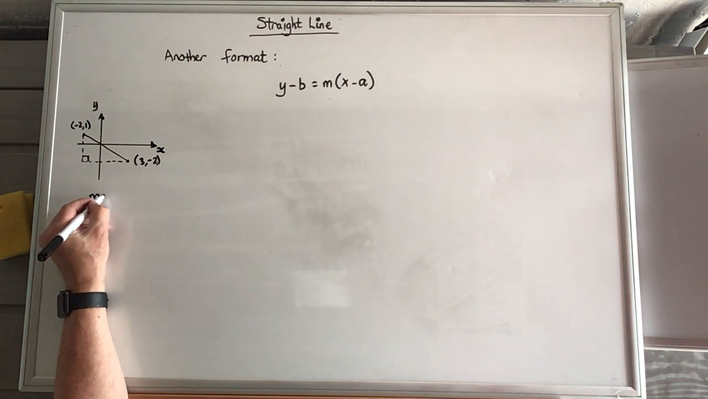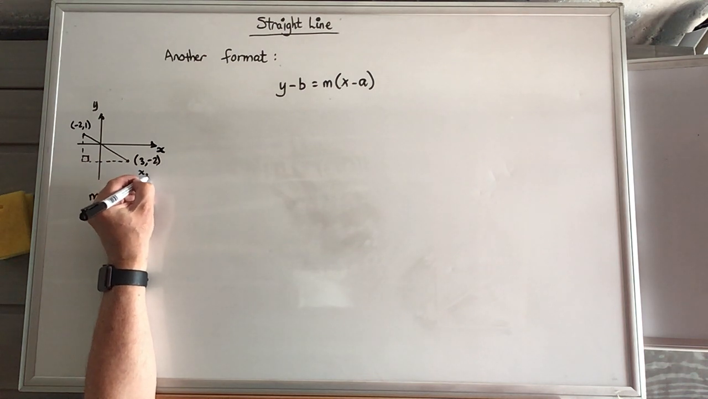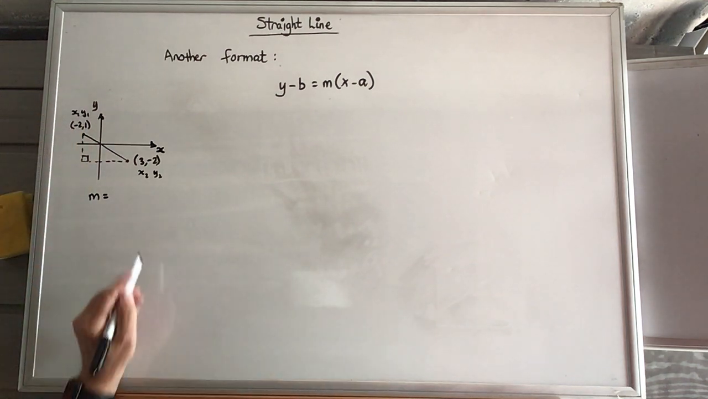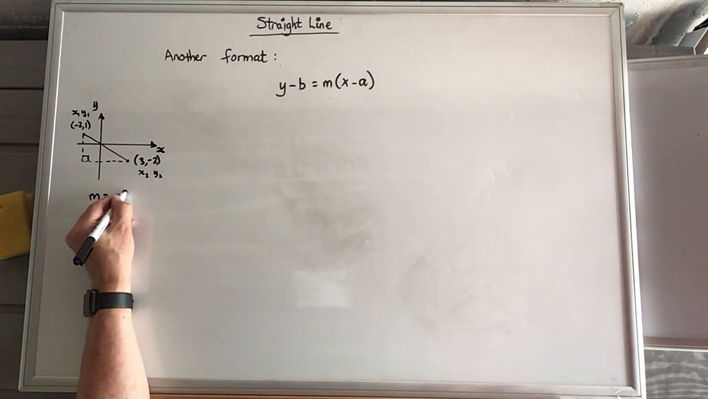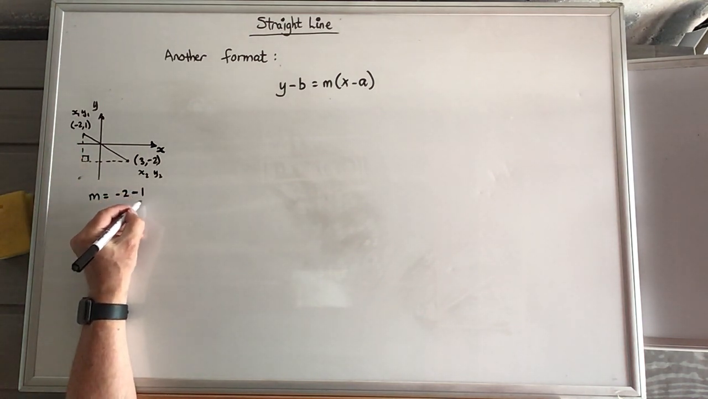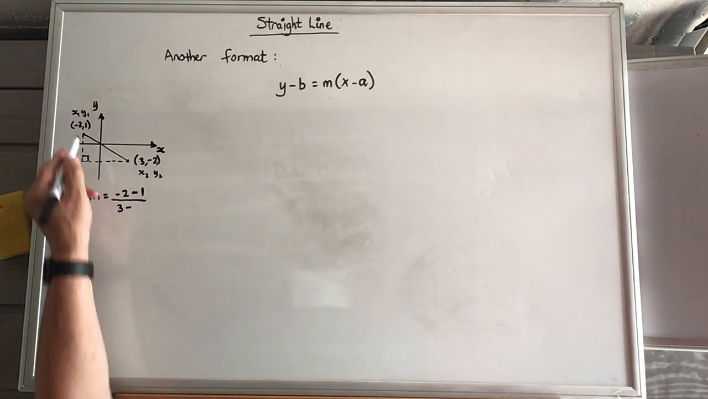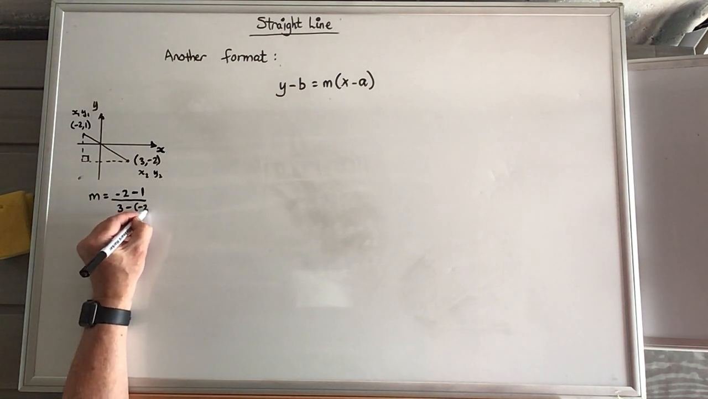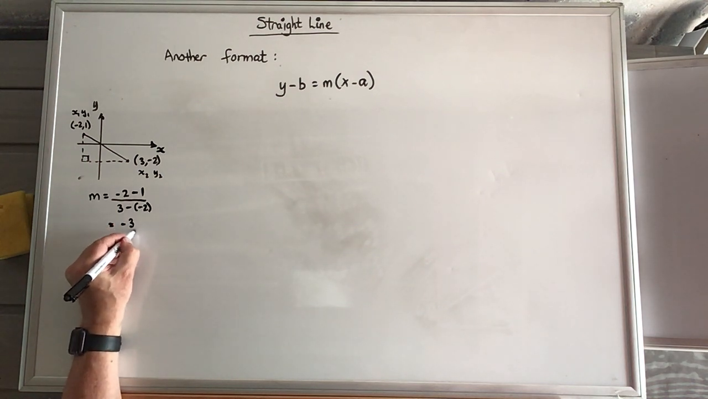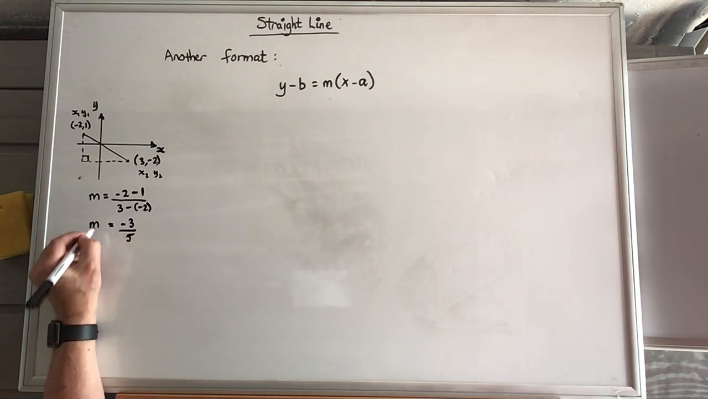Well, m is equal to y2, well, I'll make this y2. Maybe just put these in just to make it a wee bit clearer for people in case you're struggling a wee bit. So my y2 is minus 2 minus my y1, which is 1, all over x2, which is 3, minus my x1, which is negative 2. So all over, that's minus 3 over 5. Okay, so my gradient is minus 3 over 5.